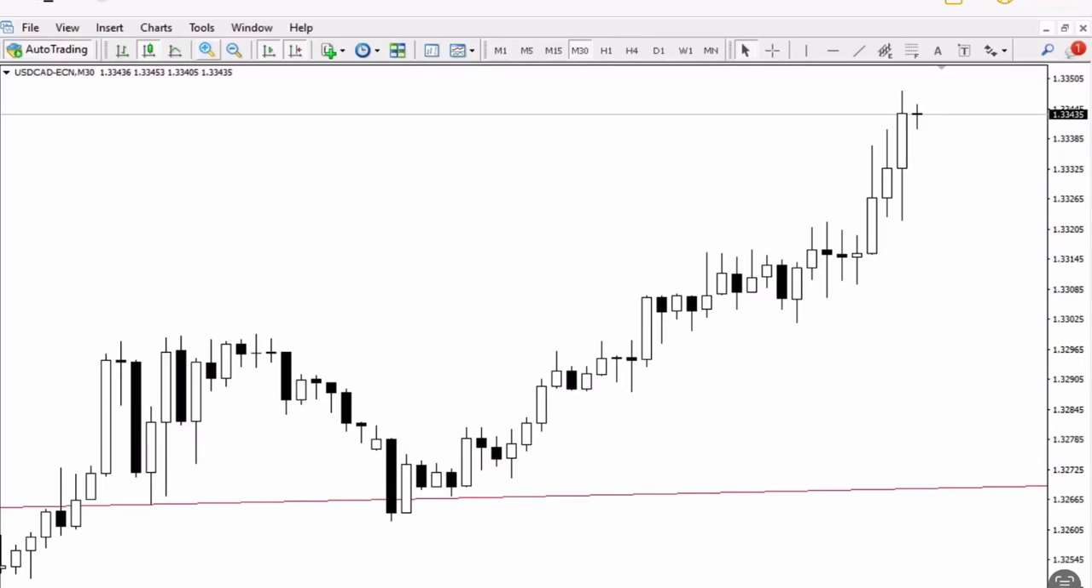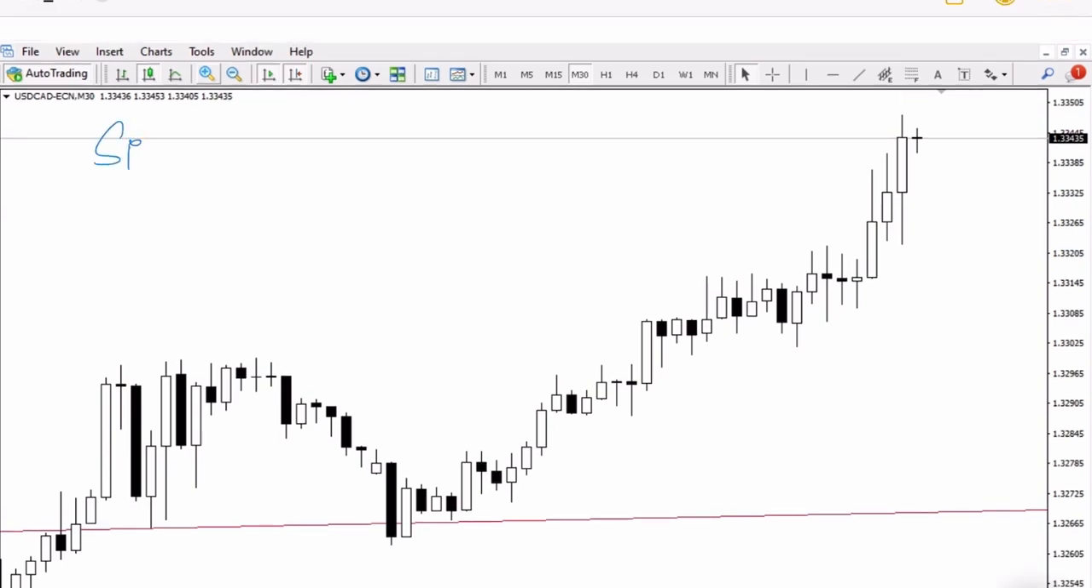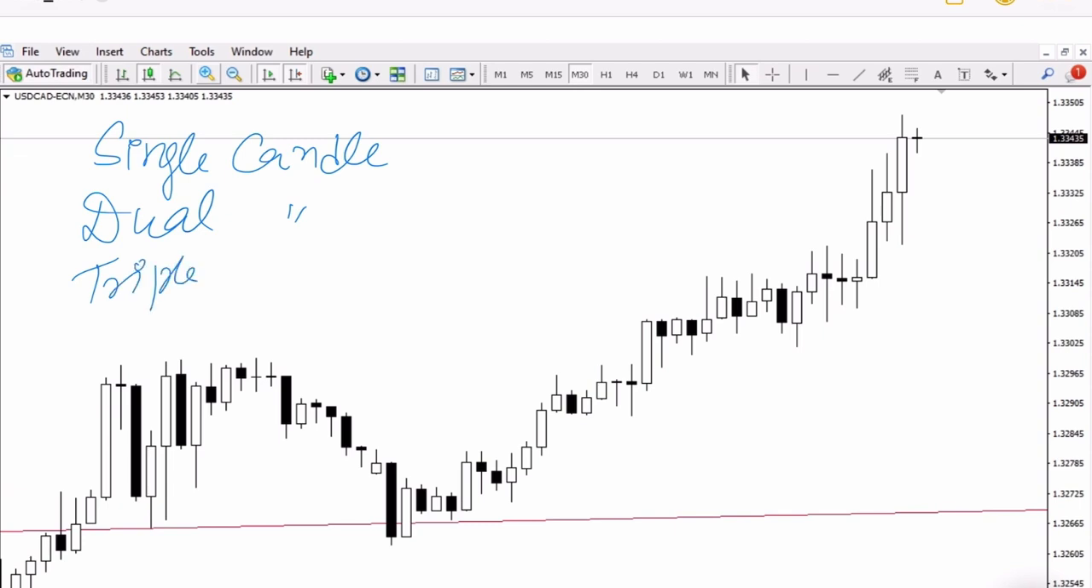Alright, guys, I'm going to discuss candlestick patterns and I will start with single candlestick pattern. So, there are three kinds of candlestick patterns. One is single candlestick pattern, where a single candle can tell you a story of a price action and can tell you what can happen after formation of that candle. Then there are dual candlestick patterns and then there are triple candlestick patterns.